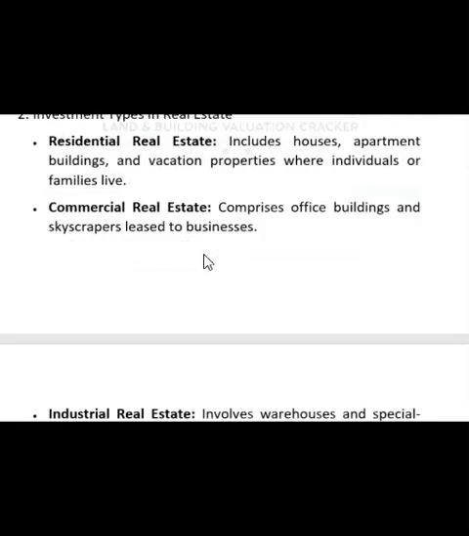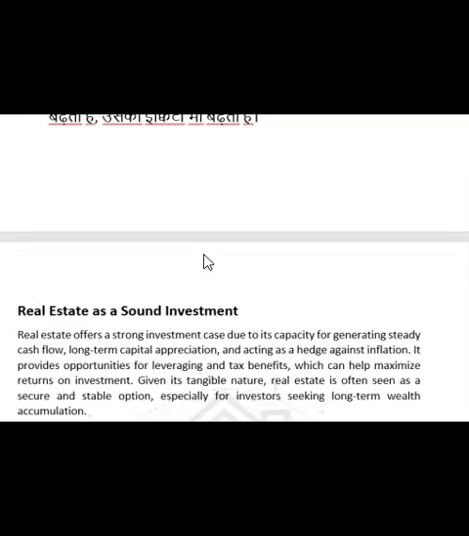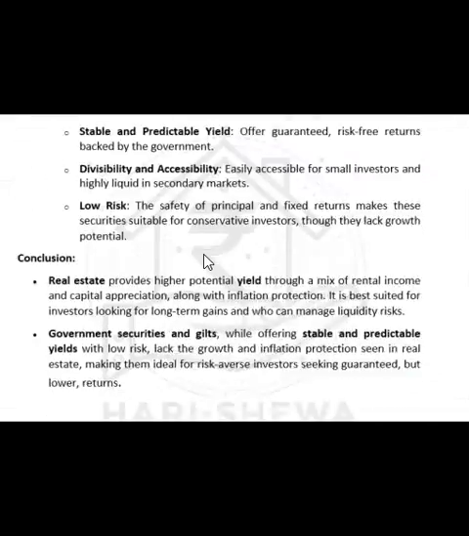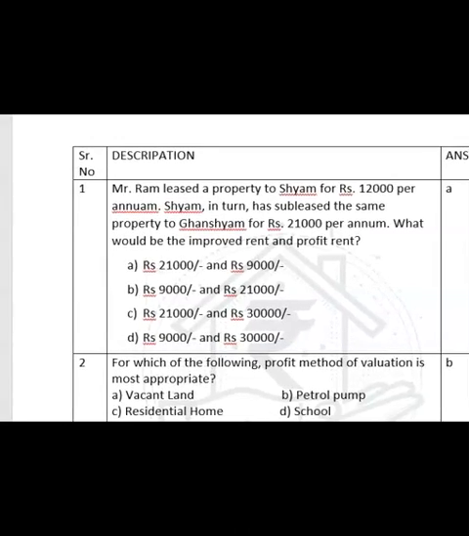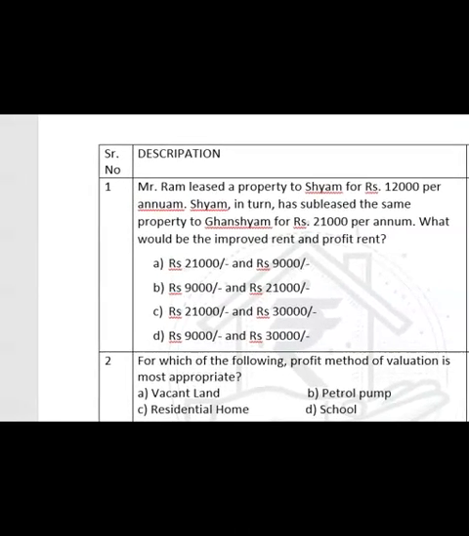Okay, now we have to do some MCQ. Let us start MCQ. Mr. Ram leased a property to Shyam for rupees 12,000 per annum. Shyam in turn has subleased the same property to Ghanshyam for rupees 21,000 per annum. What would be the improved rent and profit rent?